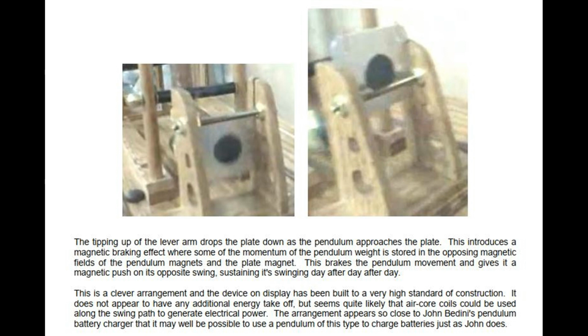The tipping up of the lever arm drops the plate down as the pendulum approaches the plate. This introduces a magnetic braking effect where some of the momentum of the pendulum weight is stored in the opposing magnetic fields of the pendulum magnets and the plate magnet. This brakes the pendulum movement and gives it a magnetic push on its opposite swing, sustaining its swinging day after day.